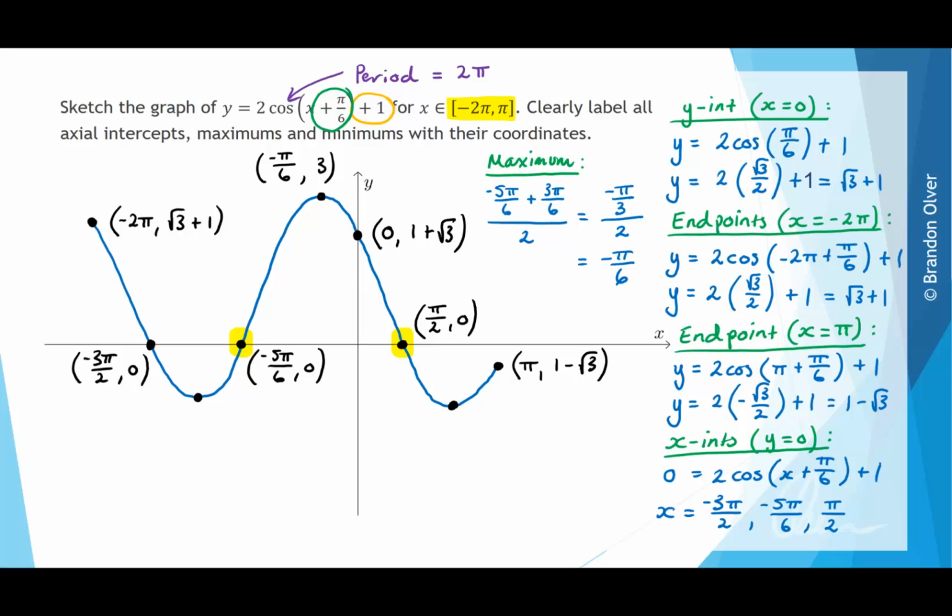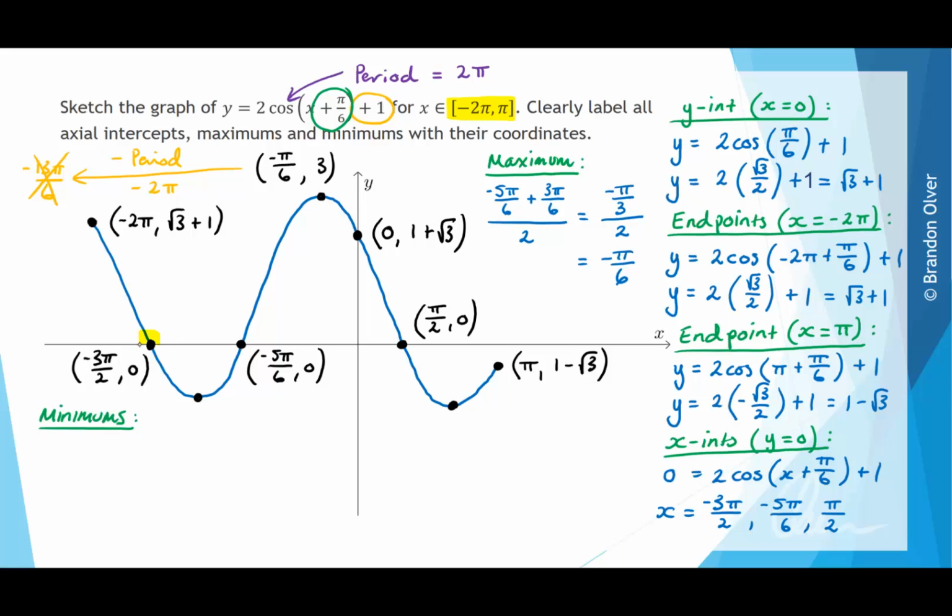Now we know there's no other maximums, and that's because if we were to subtract a period, we would be subtracting 2 pi, and that would take us to minus 13 pi on 6, which is outside the domain. So there's no more maximums in that direction. And if you did the same thing and added on a period, you'd go well above pi, so there's no maximums in the positive direction either. Finally, we're going to find the minimums of this graph.